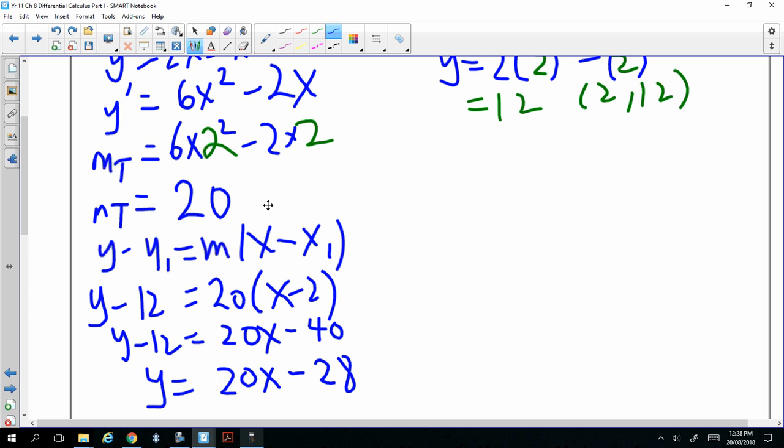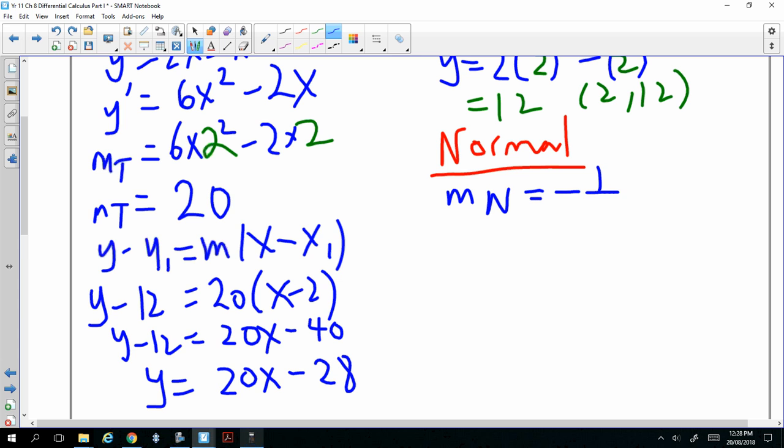How do I get the normal? To get the gradient of the normal, you do negative 1 over mt. What's mt? 20. And then you use the point gradient form again. y minus 12 equal, so the only thing you change is the gradient, instead of 20.